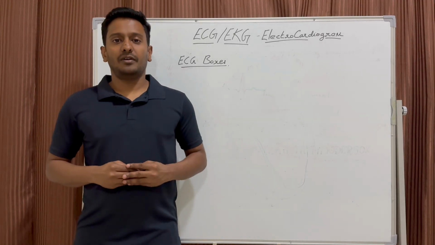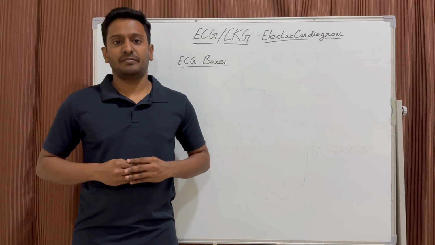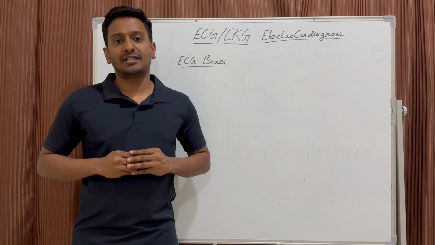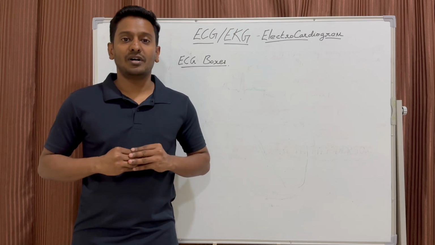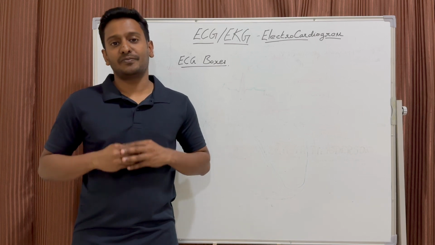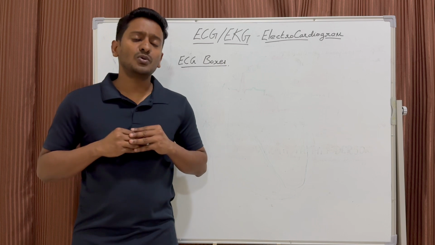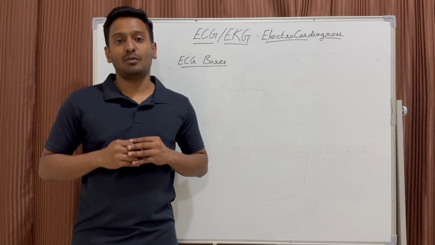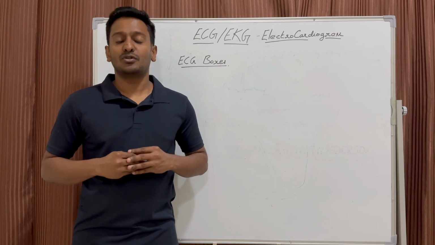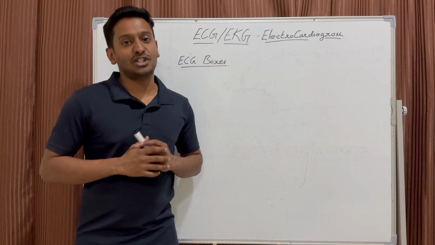So now we will learn about the boxes in the ECG graph paper. We understood that PQRST is the result of the cardiac conduction system, which helps the heartbeat. But how do we understand the regularity, the speed and rhythm of the heart rate? For that, we have to understand the boxes in the ECG first.